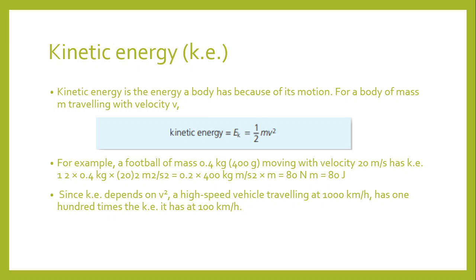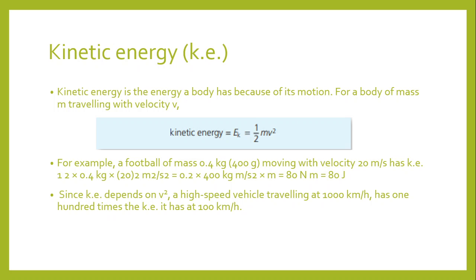For example, a football of mass 0.4 kilograms moving with velocity 20 meters per second has kinetic energy that is 1/2 into 0.4 multiplied by 20 raised to power 2, that gives us 80 newton meter. That basically is how much kinetic energy it will possess. It's basically just putting in the values in this formula.